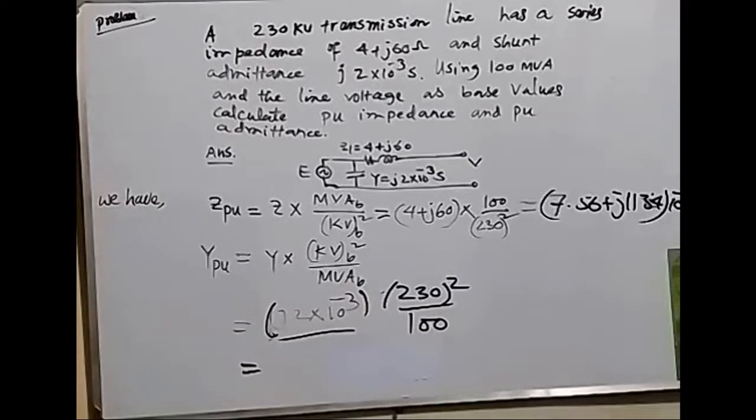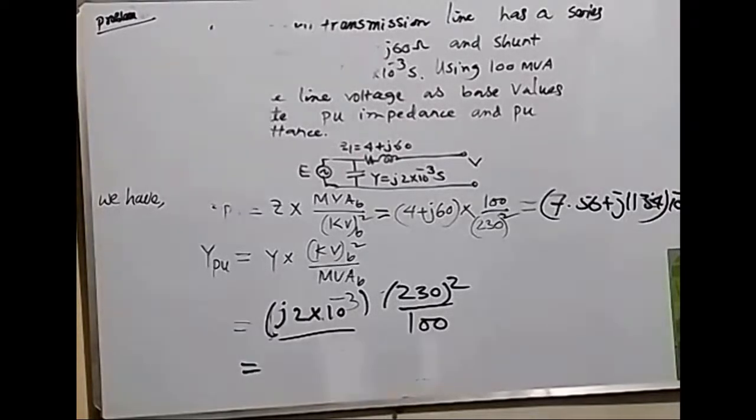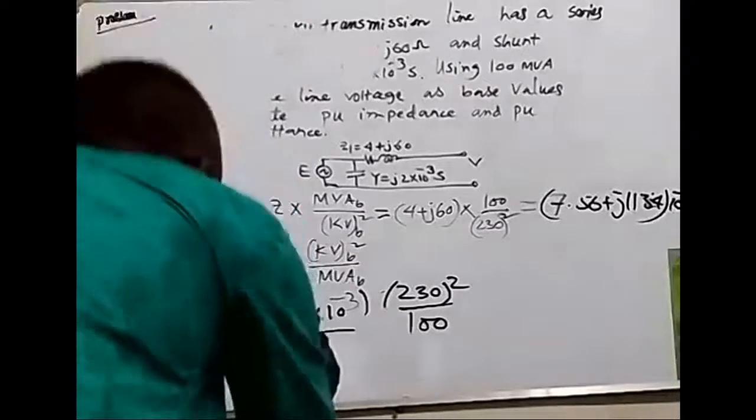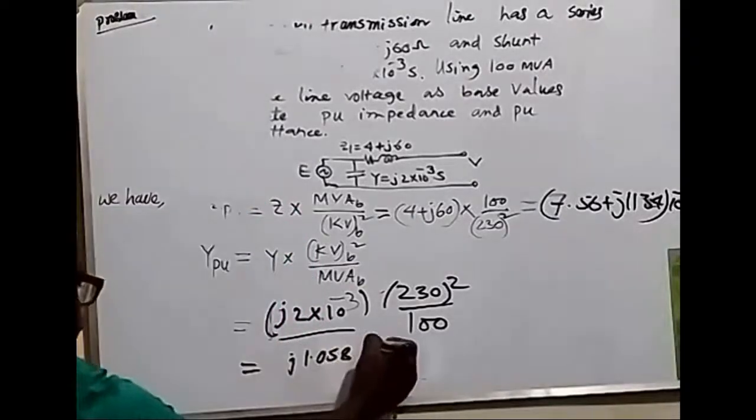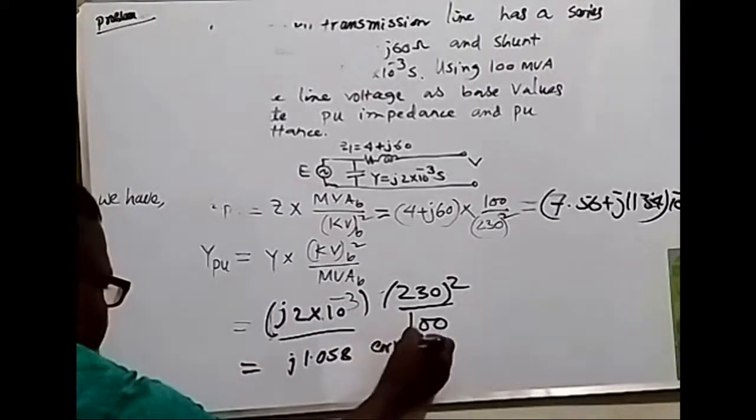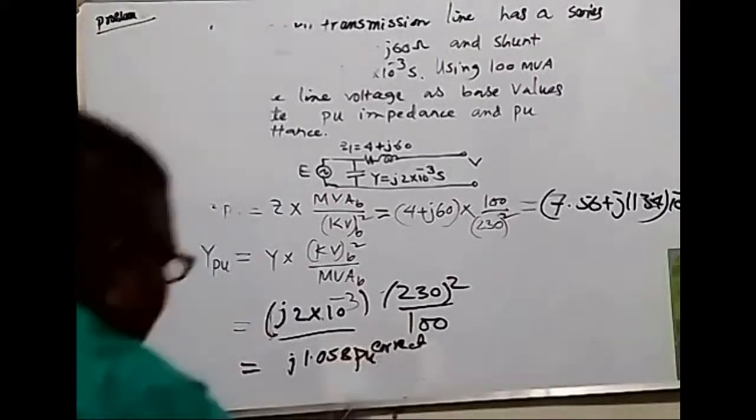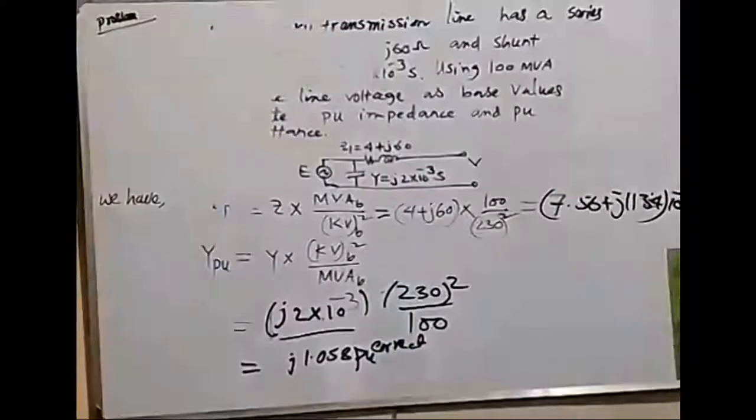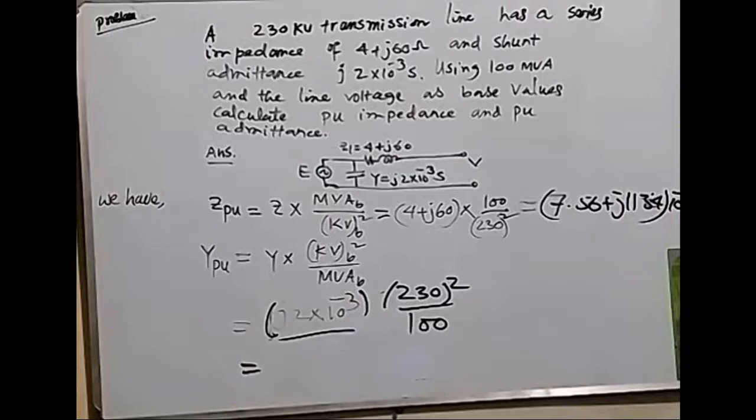There is y = j 2 × 10⁻³. It is the value of y, and 230 kV is the base. Y per unit means 1 by Z per unit. Correct, it is correct. I am going to another problem.